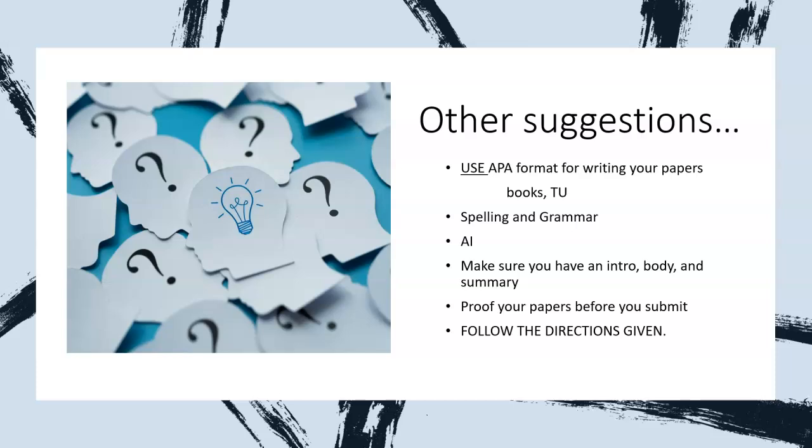When you're writing in this class, make sure you have an introduction, a body, and a summary. Make sure you proof your papers before you submit them. And in all capitals, because it's important, follow the directions given. The scoring rubrics in this class are very specific because the goal is, with a specific map on how to get a good grade, you should be able to get a good grade. So always follow the directions that are given to you so you're as successful as possible.